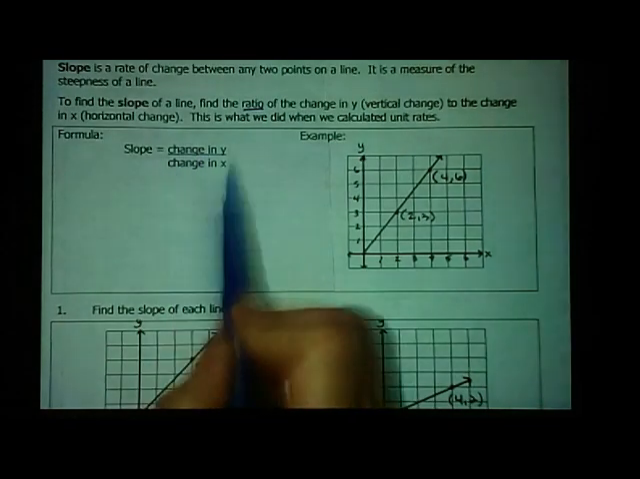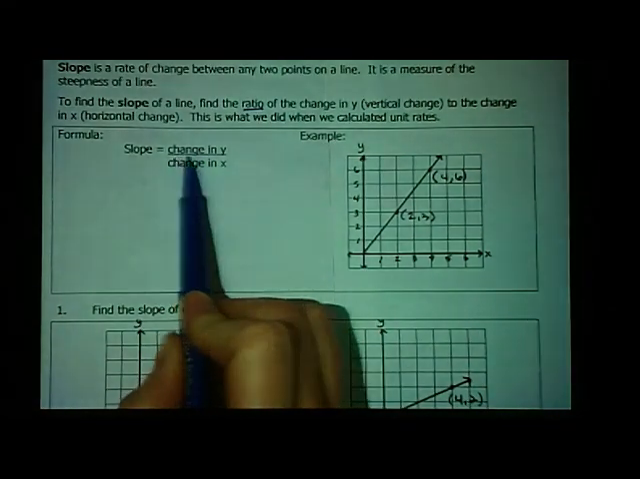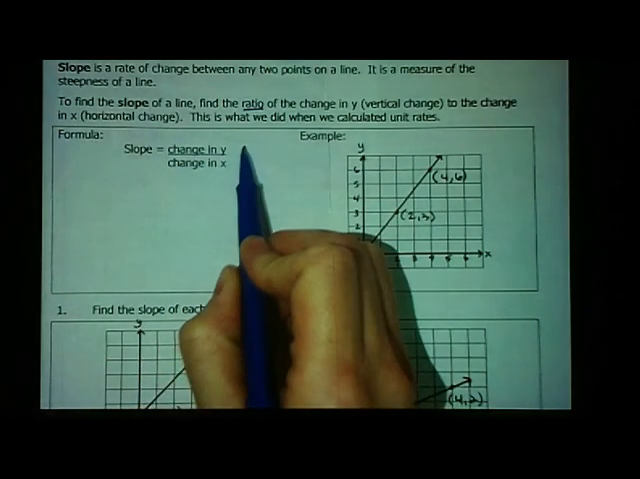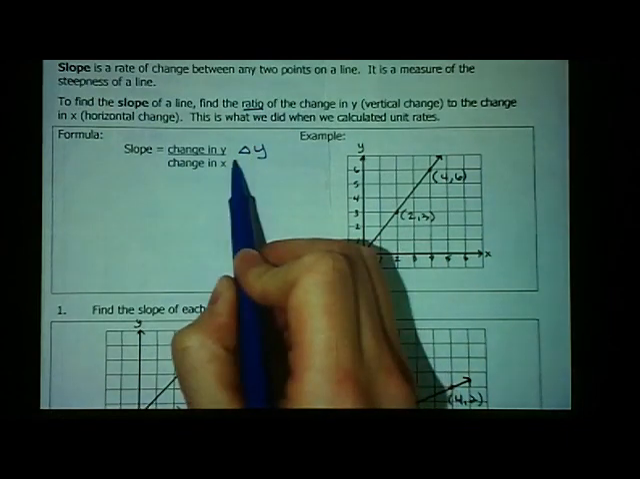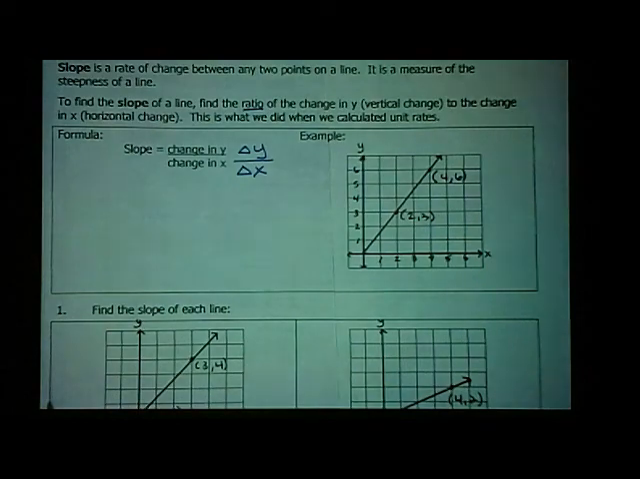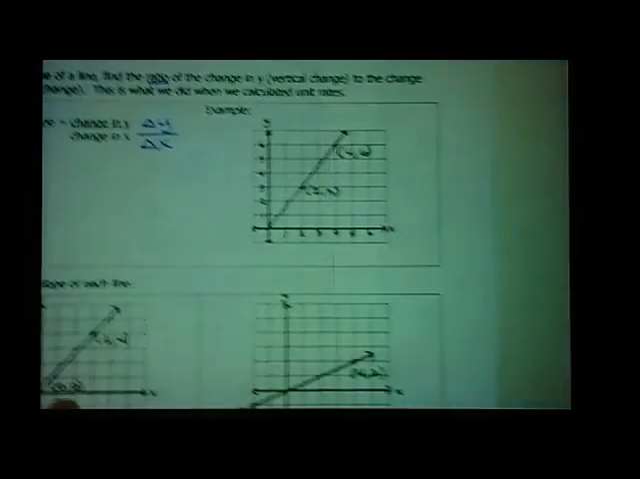The formula to find the slope is the change in y divided by the change in x. Remember this symbol from yesterday, the little triangle? That's a shorter way of writing the change in y over the change in x. So the way we're going to calculate that, we're going to look at this graph.